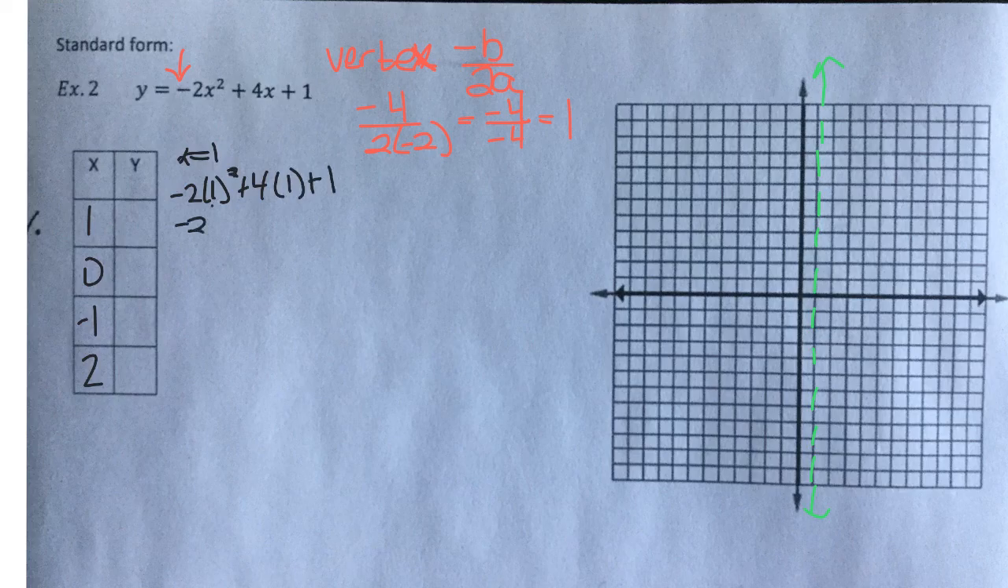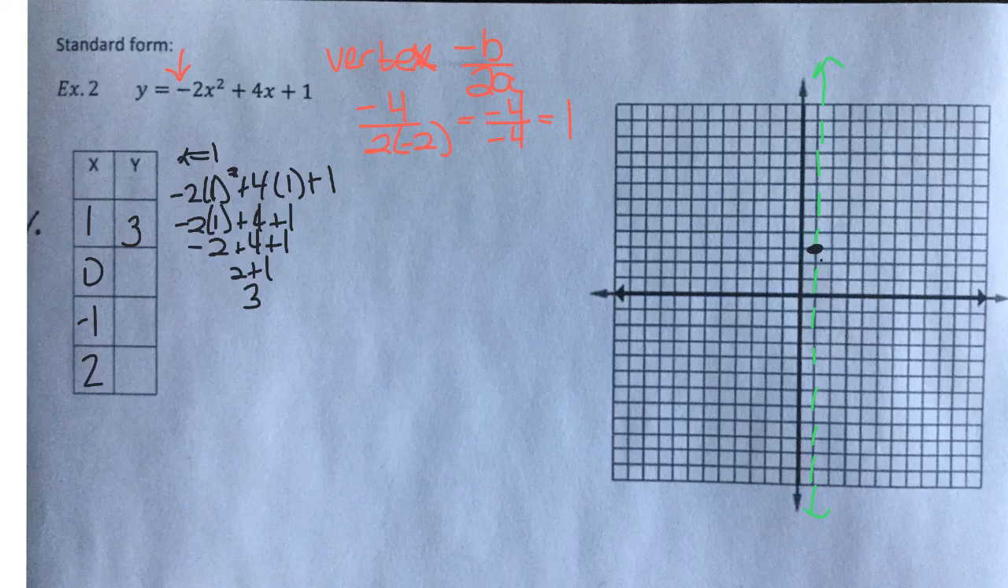Order of operations: -2 times 1, 1 squared, and then multiply by the -2, plus 4 plus 1. -2 plus 4 plus 1, that's 2 plus 1, which is 3. So my vertex is at 1, 3. And I plot that on my graph.